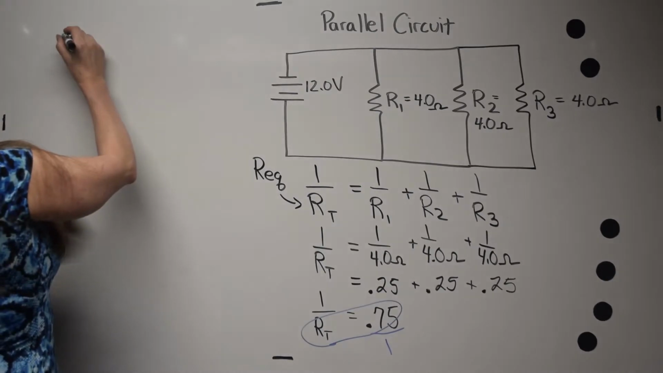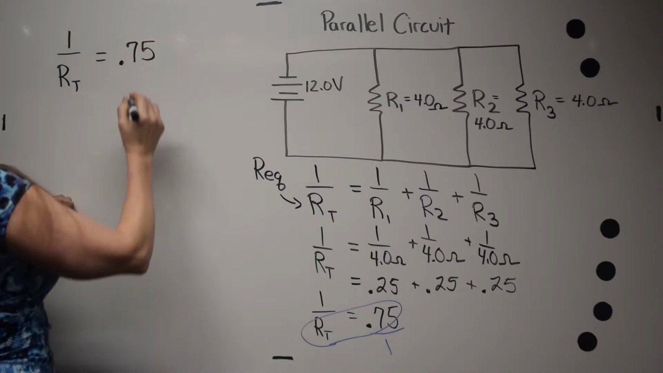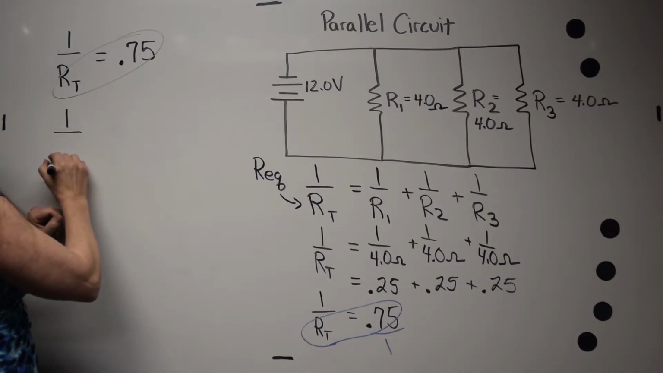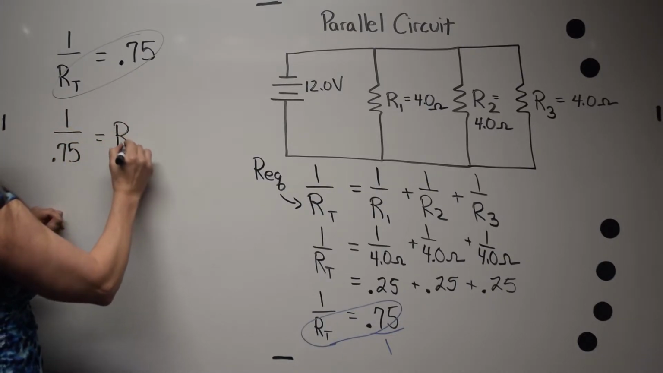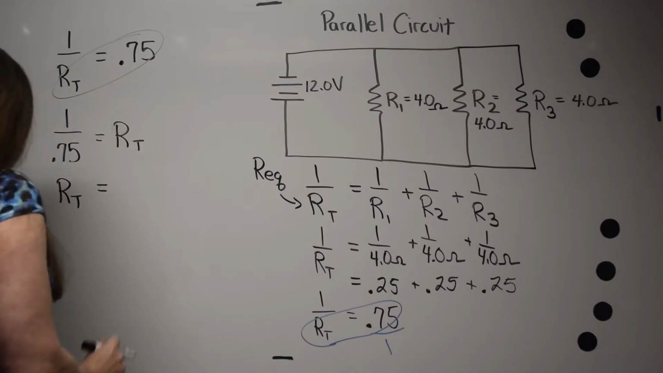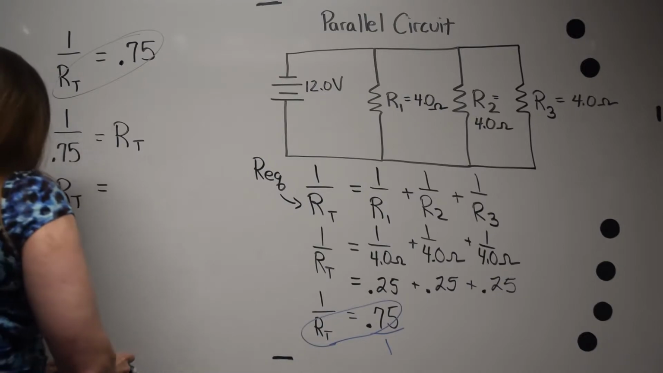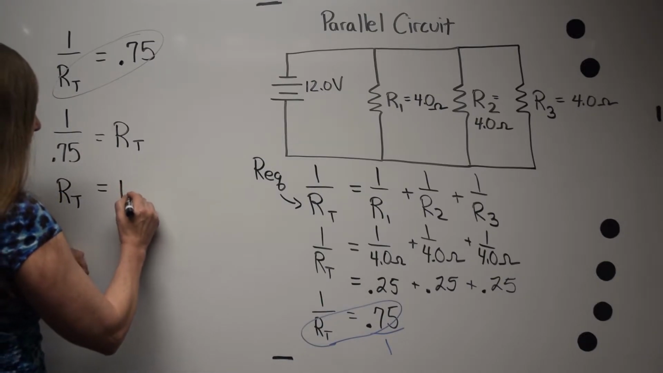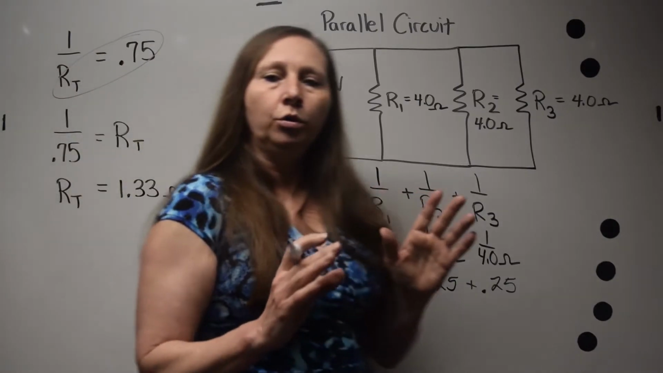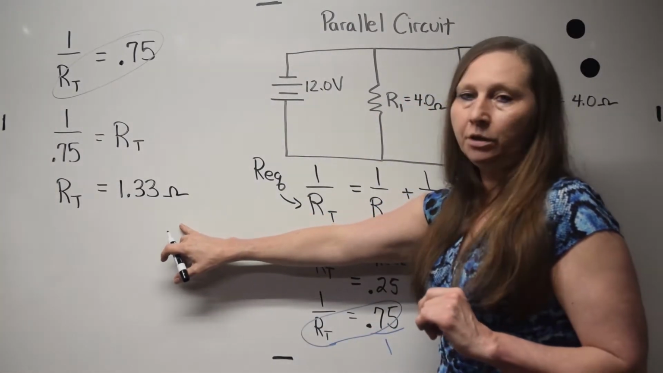So we know that 1 over R total is equal to 0.75. Now, you can just switch these two. All right, 1 divided by 0.75 is equal to R total. So R total would be 1 divided by 0.75. Do that on your calculator. 1 divided by 0.75 is going to be 1.33 repeating ohms. So the total resistance of this whole parallel circuit is only 1.33 ohms.